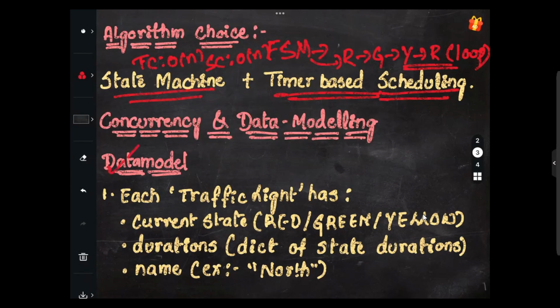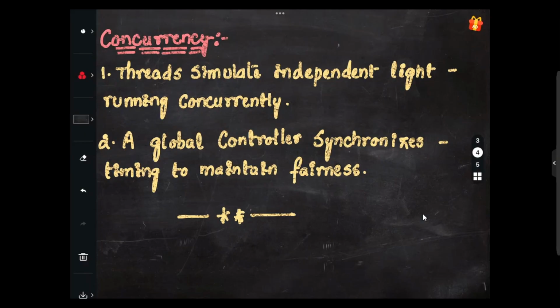First, each traffic light has a current state. It should be having the current state. Either it can be red, or green, or yellow, right? So also we should be having the durations. So basically a dict of state durations. So this is fine. Next, the name, right? Whether it may be north, east, west, south, anything, right? So the name, this is fine.